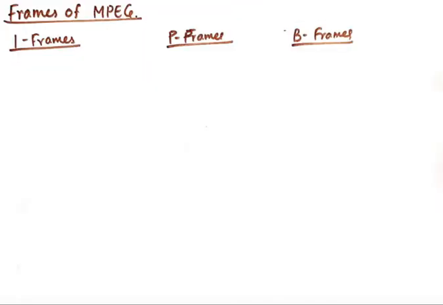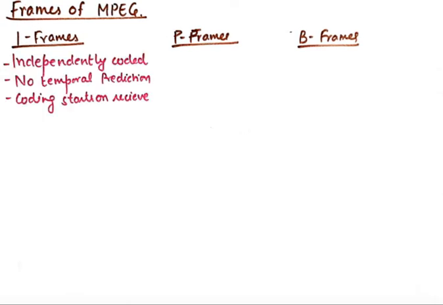Then depending upon what kind of prediction is applied, we have frames of MPEG: we have I frames, P frames, and B frames. I frames are independently encoded. There is no temporal prediction on I frames. I stands for independent, so it is a must to apply encoding to these frames.